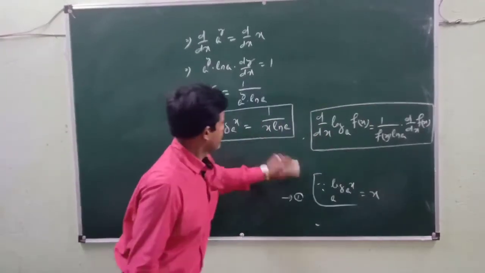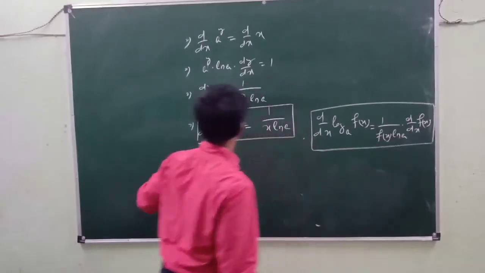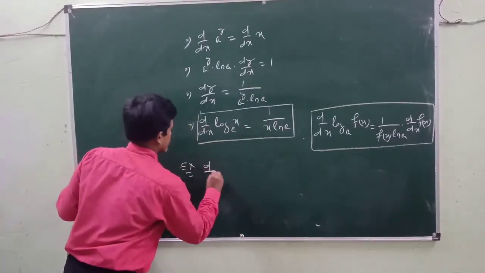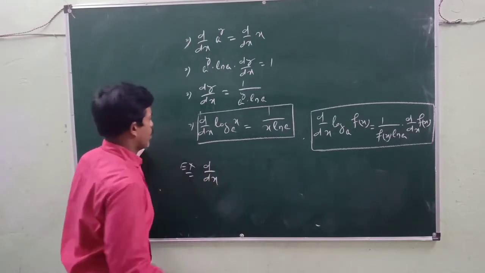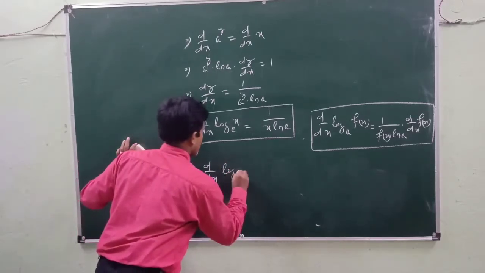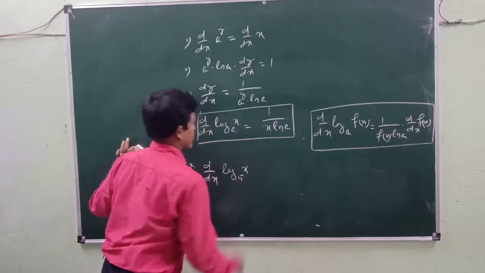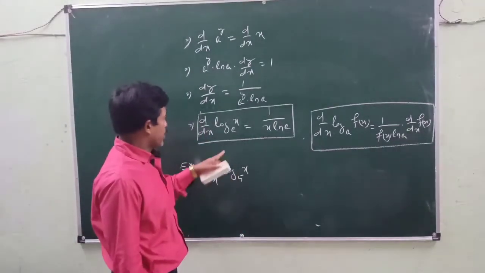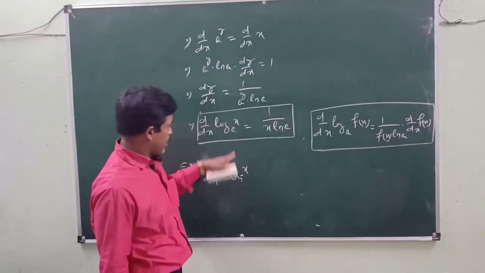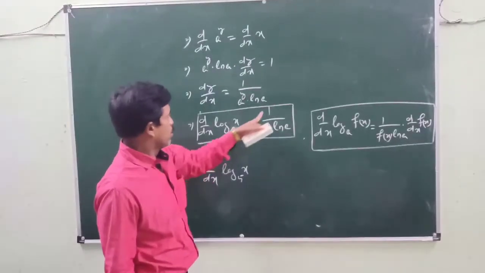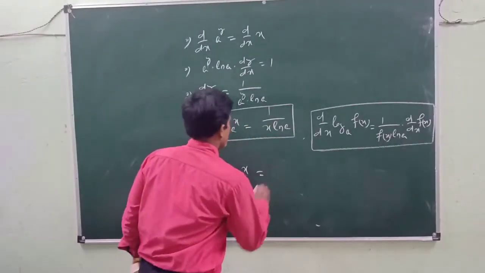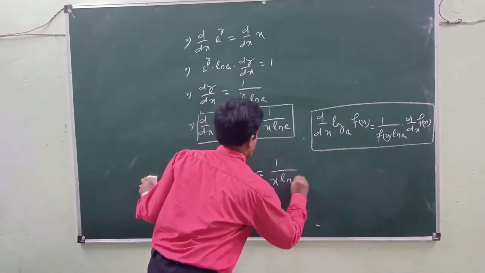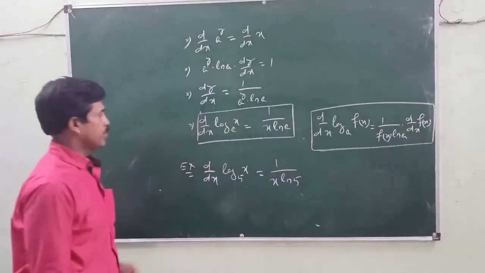For example, the derivative of log x to the base 5. So what will be its value? Now in place of a here is 5. So you apply this formula, and its value will be 1 by x into ln 5.